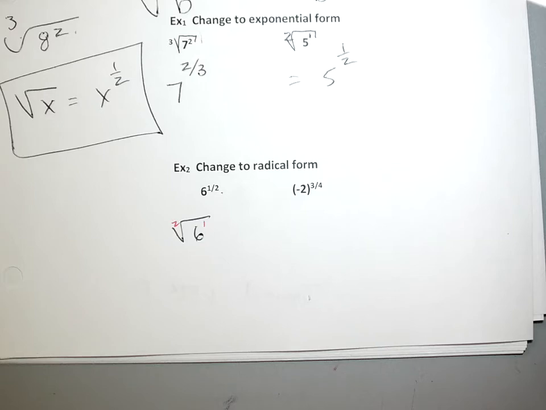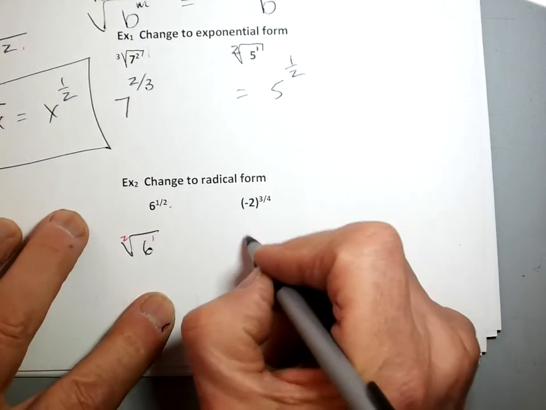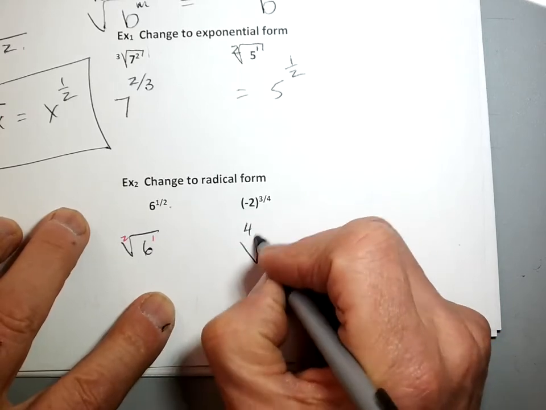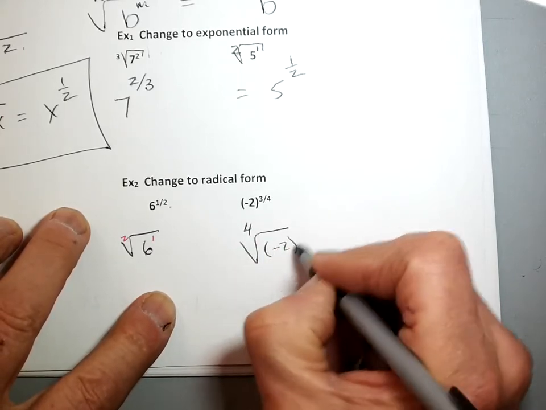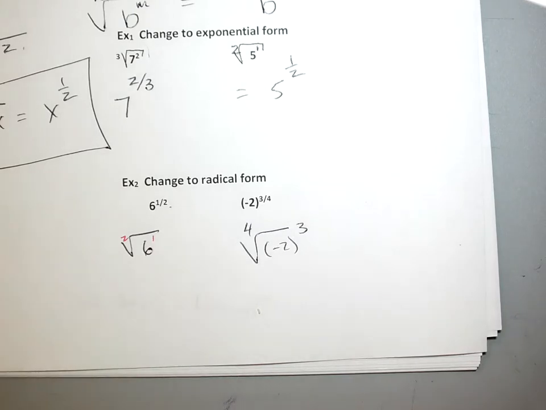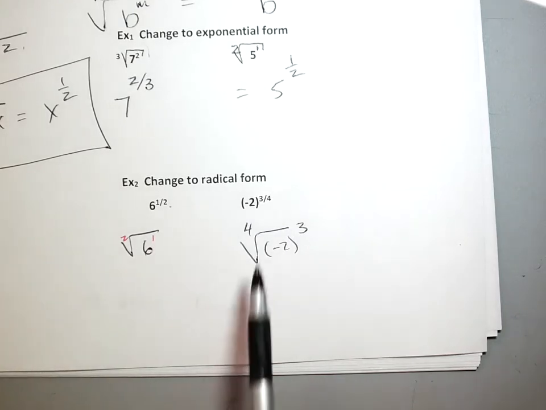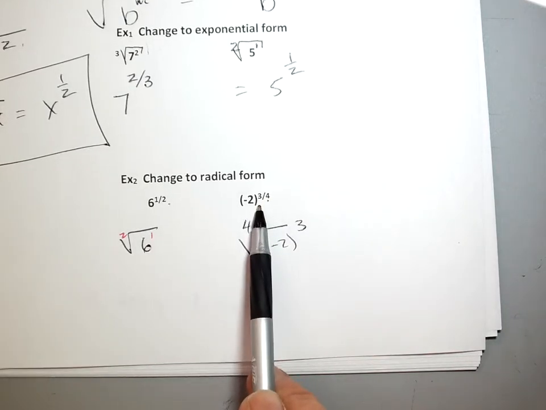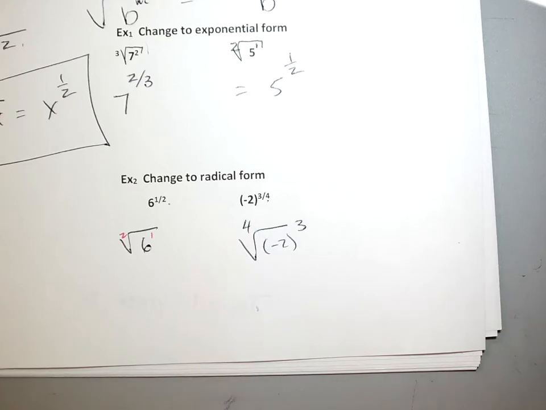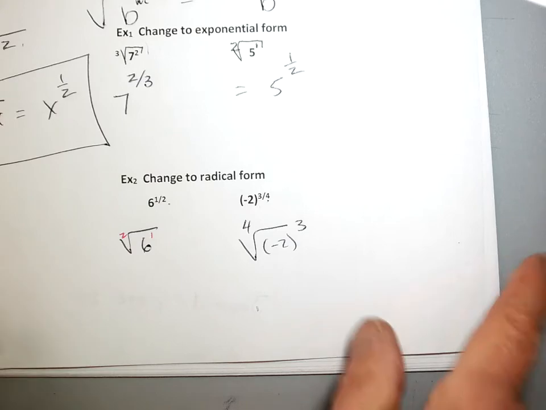Okay. On the second one, we're going to go the 4th root of negative 2 to the 3rd power. Okay, I'm just going to transpose it. There's my root, and there's my power, right? How am I doing? Thumbs up. Okay, turn the page.